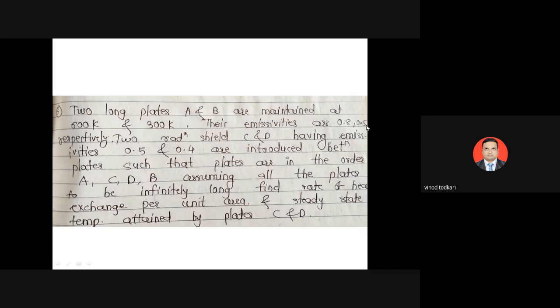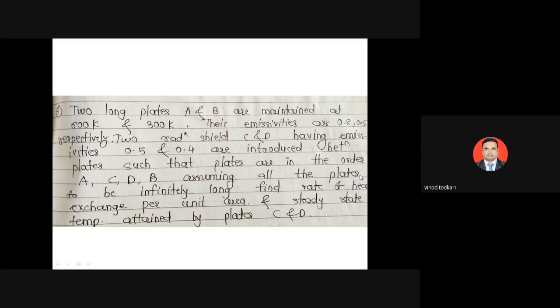Their emissivities are also given. Let's say the plates are A and B, so we will call them epsilon A and epsilon B. They are given as 0.8 and 0.5. Okay. The two radiation shields C and D, having emissivities 0.5 and 0.4, are introduced between the plates such that the plates are in the order A, C, D, B. So what is the order? The heat will flow from A to B, and in between A and B, C and D shields are placed. So the order is A, C, D, B.